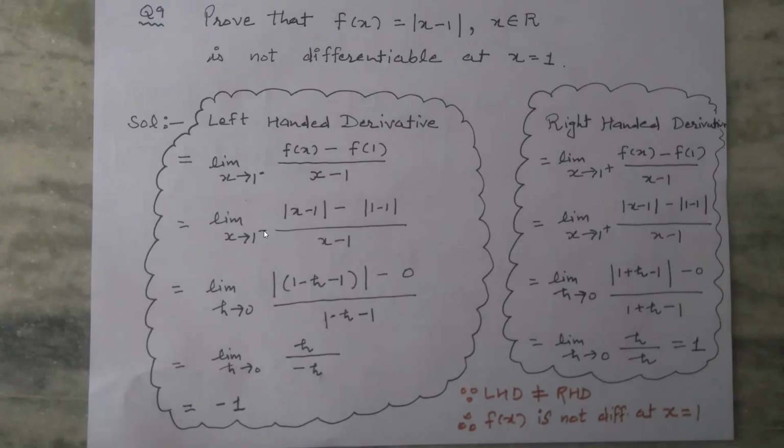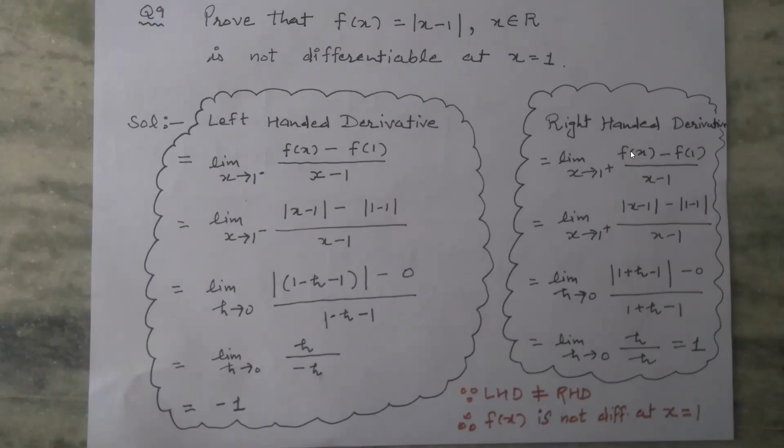Now in order to remove this minus superscript symbol, we take limit h approaches 0. That is, we put x equal to 1 minus h. So modulus of 1 minus h minus 1, minus 0, upon 1 minus h minus 1. So this becomes minus h. h upon minus h, this is minus 1. The result of the left-handed derivative is minus 1.